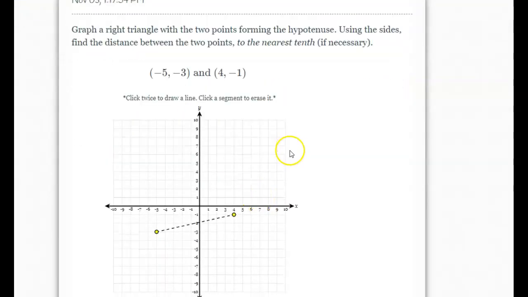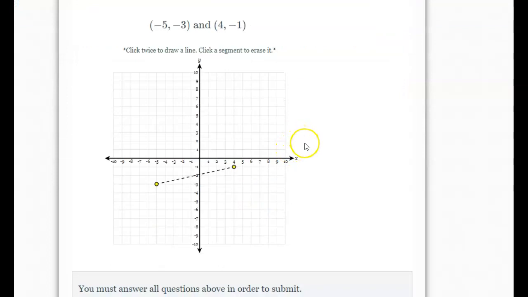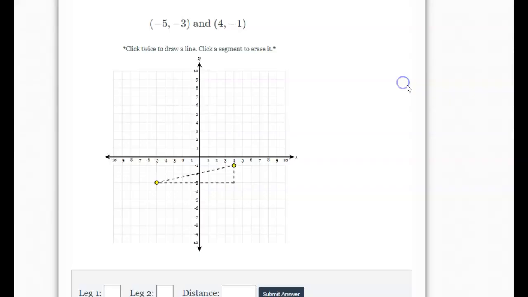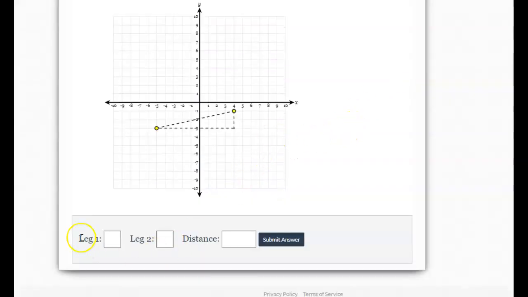Okay. So I have 2 points, and I'm asked to find the distance between these 2 points. So the first thing I have to do is click to draw my right triangle. So click for that leg, and then click for this leg. And as you can see, then you are prompted, you may now answer the questions. Thank you very much. So one of the legs is 2 units in length. I can see that one easily.